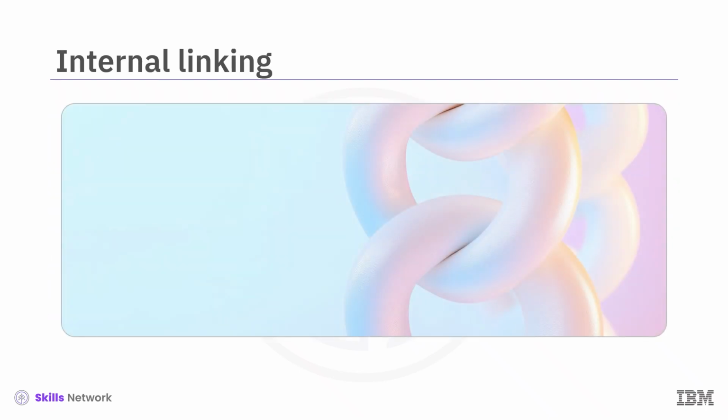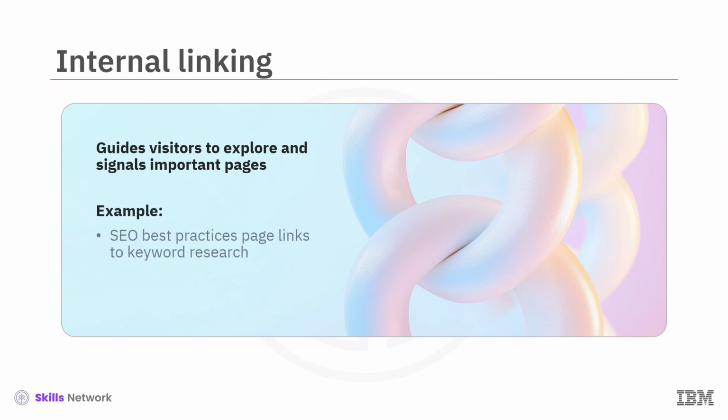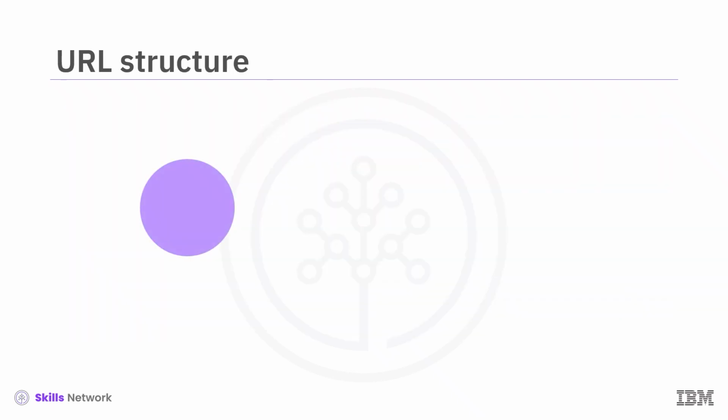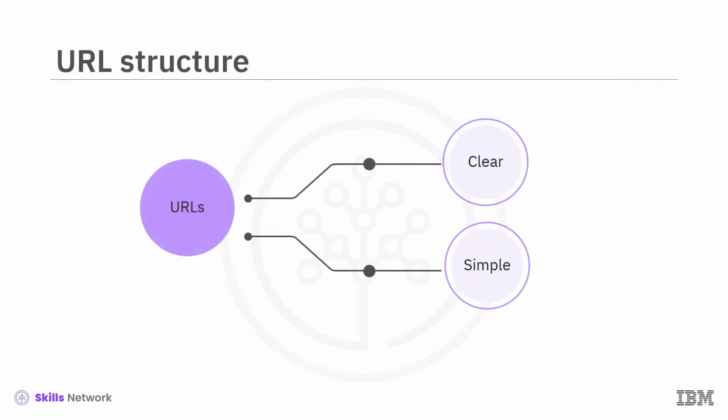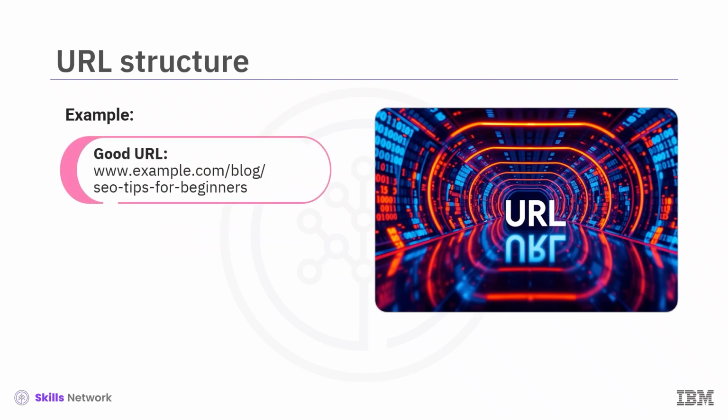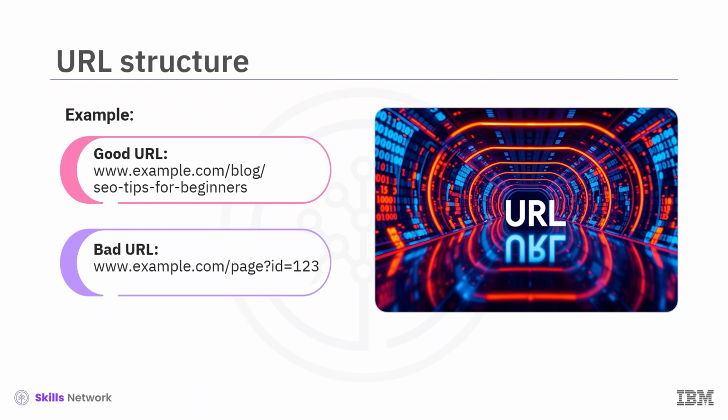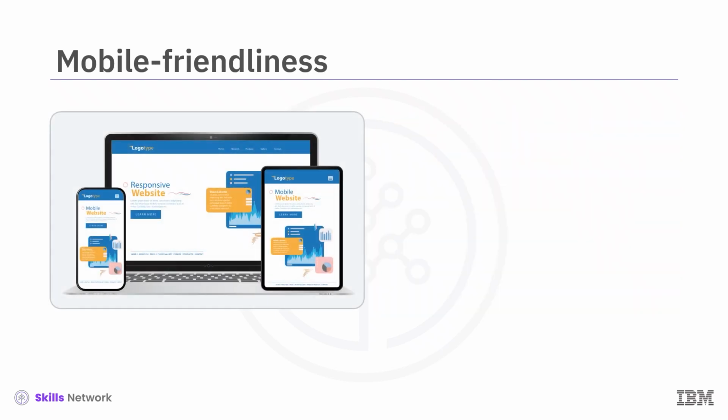Internal linking. Link to other relevant pages on your site. This helps visitors explore more and tells search engines which pages are important. For example, a page about SEO best practices might link to keyword research or link building pages. URL structure. Keep URLs clear and simple. They should describe the page content and be easy to read. Good URL: www.example.com/blog/SEO-tips-for-beginners. Bad URL: www.example.com/page?ID=123.